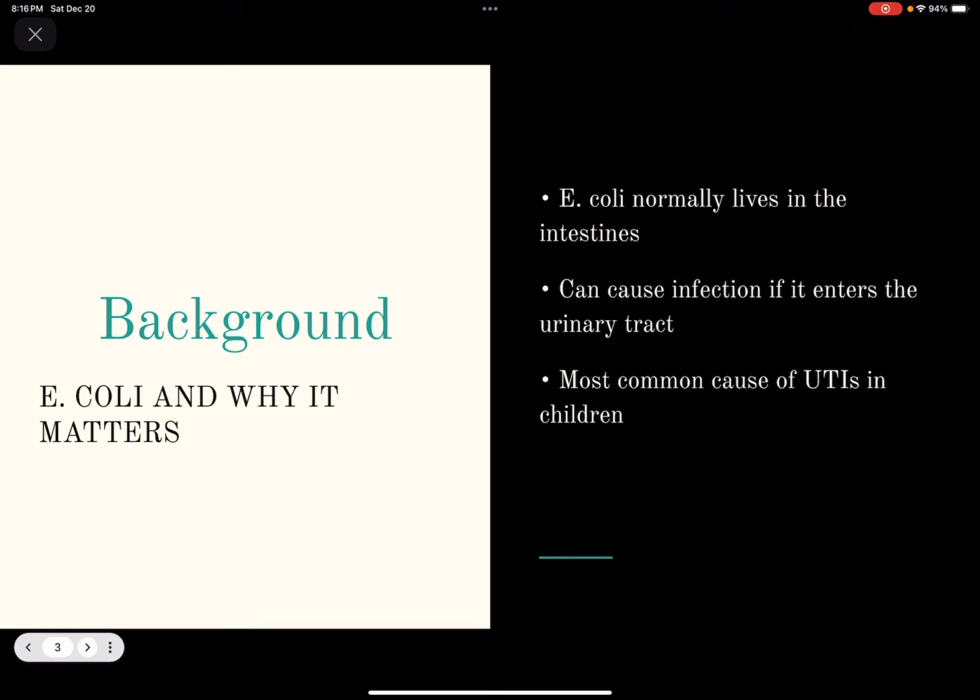Background. E. coli is a type of bacteria that normally lives in the intestines. It can be very dangerous. Most of the time, it doesn't cause problems, but it can cause infection if it enters the urinary tract. E. coli is the most common cause of urinary tract infections in children, which is why it is important in this case.